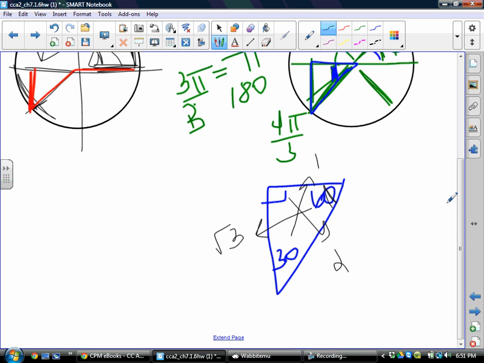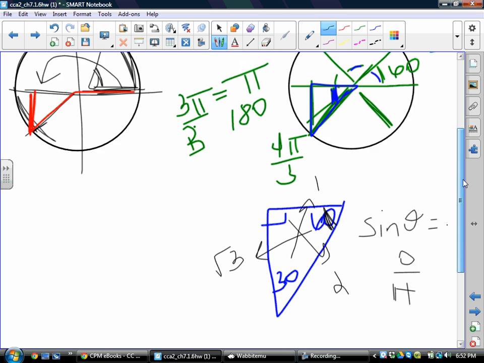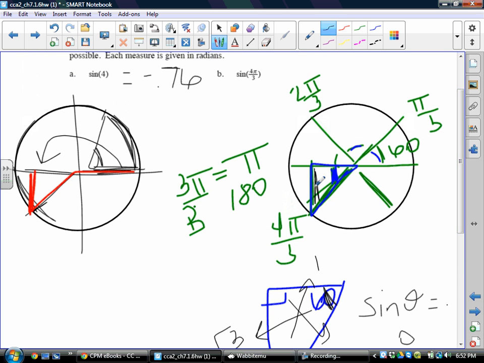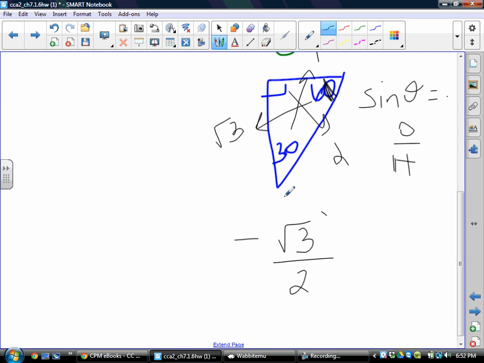Going from the original relationship of angles and sides that you learned last year, we think about sine being my opposite over my hypotenuse. For this one in particular, my opposite, right here, is radical 3. The hypotenuse is worth 2. Now we need to think about whether this is the right direction. It was down here, so it's going to be negative. So negative radical 3 over 2 is the sine of 4 pi over 3.